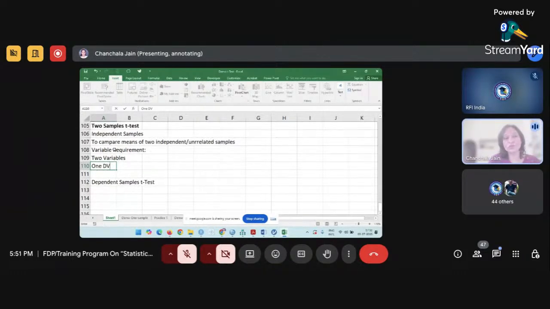In case of independent samples t-test, we need to have two variables. Out of those two, one variable should be your dependent variable. This should be a numeric or continuous variable, means this variable can be of the interval scale or ratio scale also, you can write, right? Then we need to have one independent variable. IV means independent variable. And this variable should be categorical with two samples or groups.